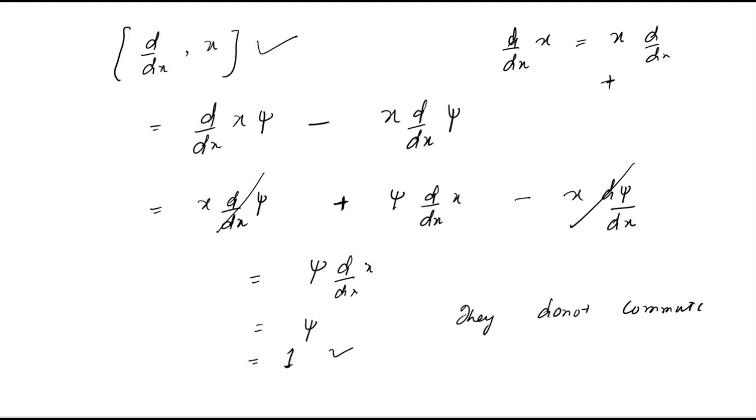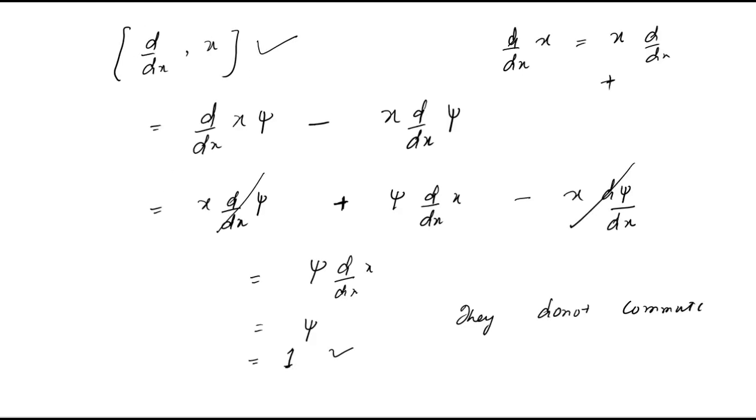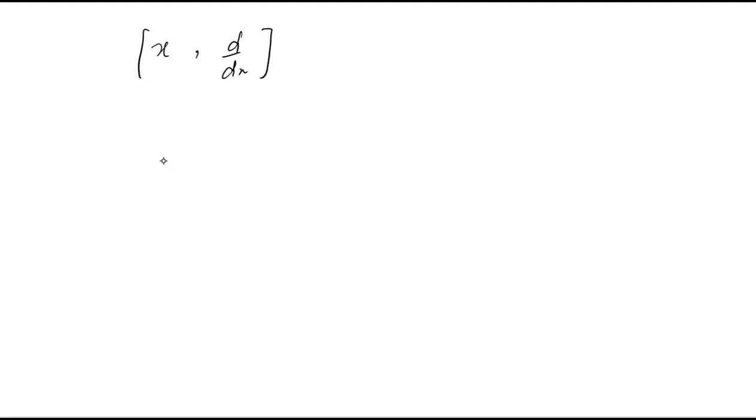So they don't commute. If we take another example, in the reverse order, we take x and d/dx, and find the commutator of this. So what will be the commutator of this? Since they are not equal, we need to find this commutator too. We simply take an arbitrary function, and compute AB minus BA.